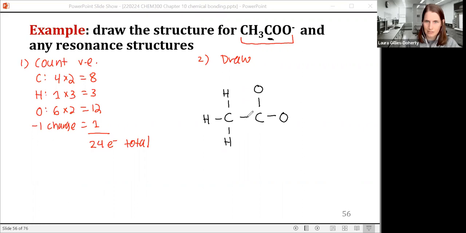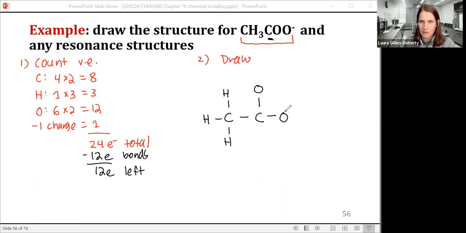So we used up 2, 4, 6, 8, 10, 12 electrons in bonds. So we have 12 electrons left. So we need to check for full octets. Each hydrogen has a full duet because it has 1 bond, which is 2 electrons, so we don't have to add anything over here. This carbon already has 4 bonds around it, which is 8 electrons, so it's full. We don't have to add anything here.